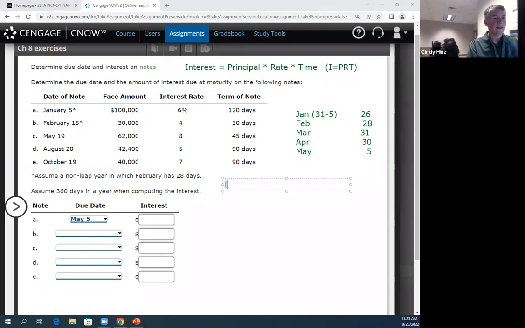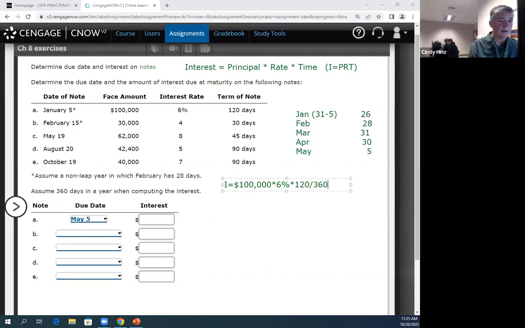The interest is the principal, the amount we're borrowing, $100,000, times the interest rate, which is 6%, times the time. And we're told it's 120 days, but we need to convert that days into years to match the interest rate. It tells us to assume there are 360 days in a year.